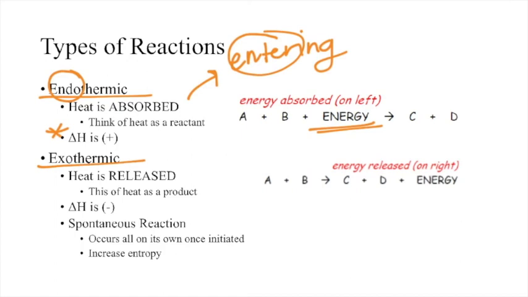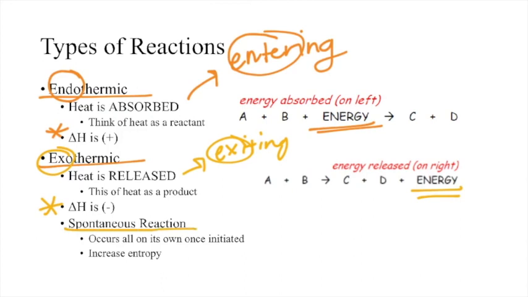So exothermic. So heat is released or heat is exiting, right? So exit. Heat is a product. It is on the right-hand side of our equations, and our delta H is negative, right? We're expelling heat. We're getting rid of energy. This can also be thought of as a spontaneous reaction, so it occurs on its own. Once it's initiated, once it's ready to go, it's going. You can't stop it, and our entropy is going to increase in this case.